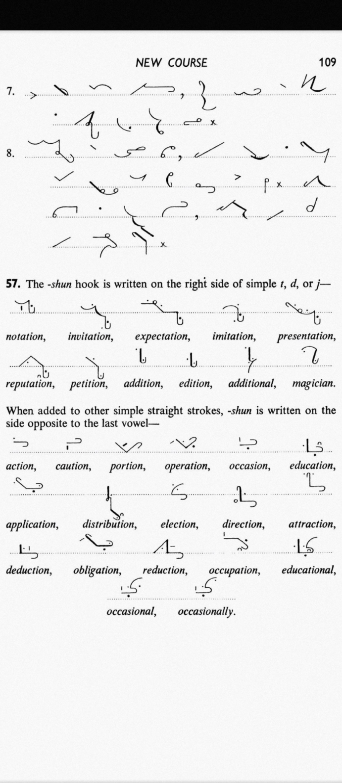ओके. क्लियर है. Magician: M stroke above the line with J stroke with Shun Hook. Light dot on the first place of M after it. Light dot on the third place of J after it.